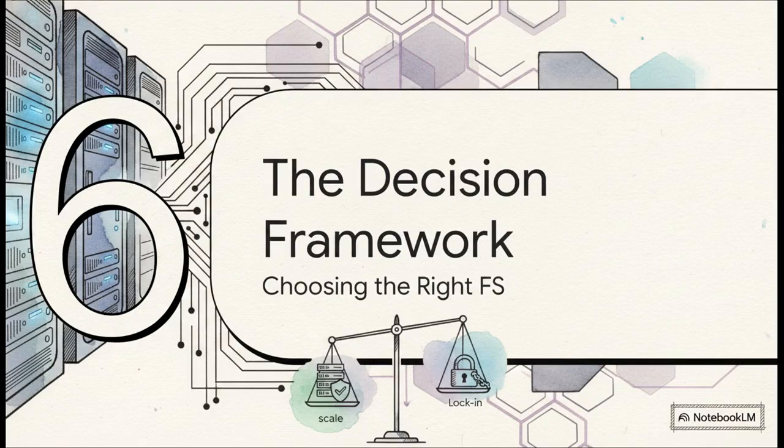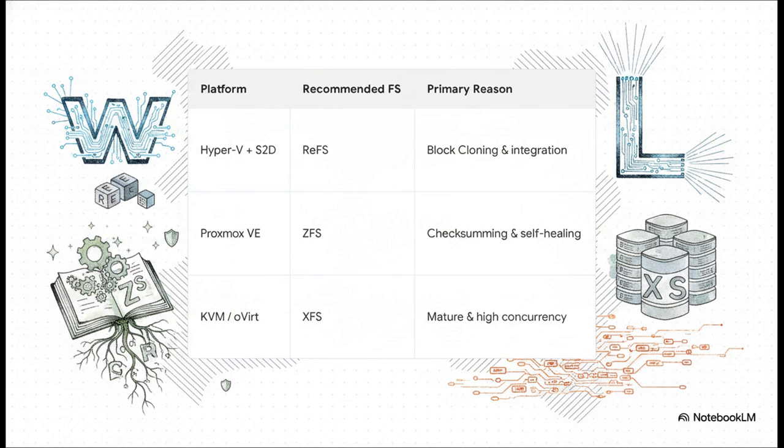Section 6. The Decision Framework, choosing the right file system. All right, let's bring all this dense technical data together into a practical, actionable framework so you can confidently choose the right underlying storage for your environment. We're basing this on scale, lock-in, and data integrity. This consultative matrix shows exactly how to align your specific ecosystem.